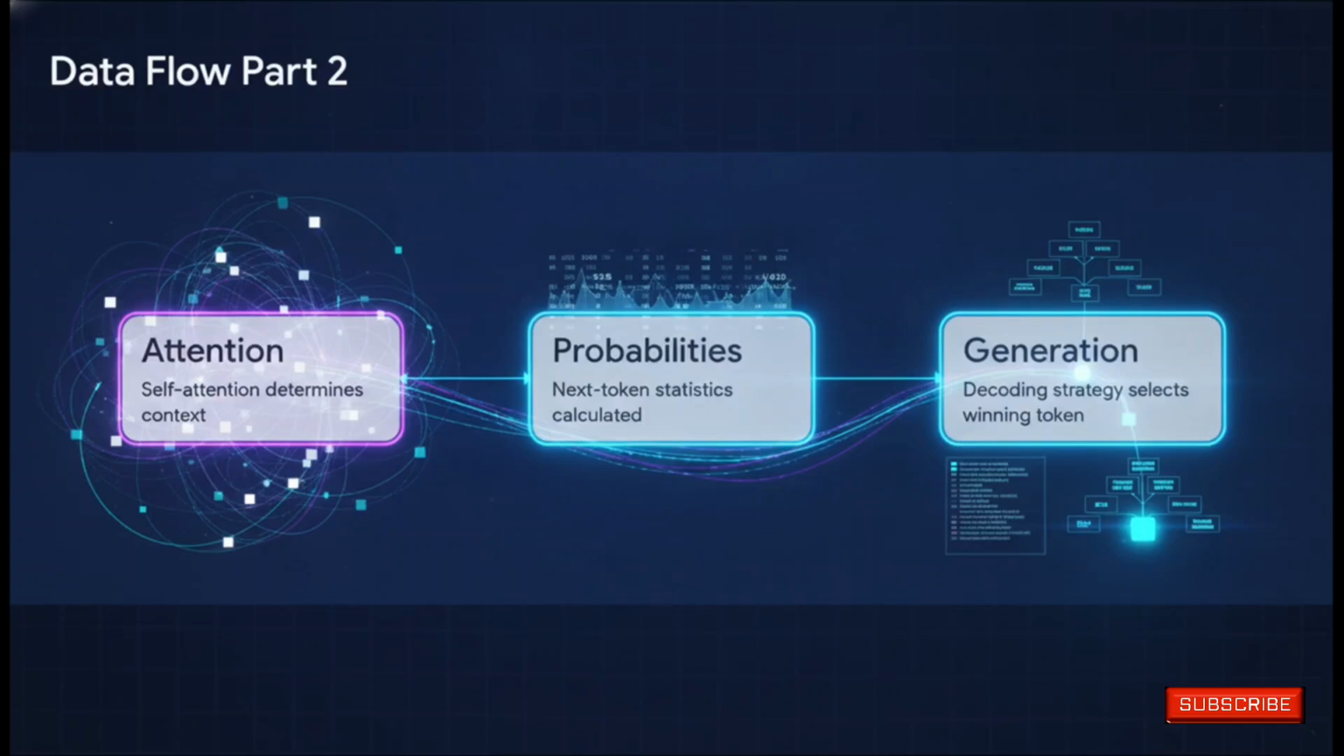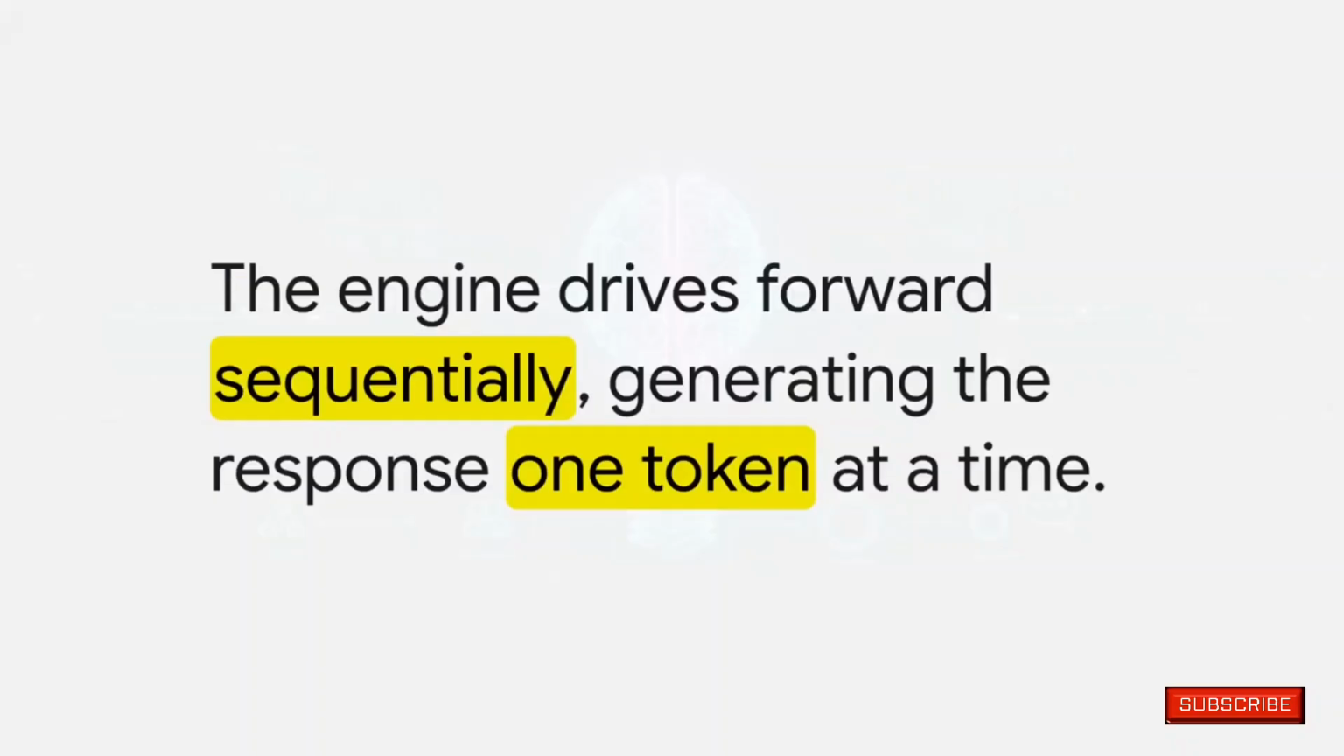Finally, using a specific decoding strategy, maybe that's greedy decoding, which just blindly picks the highest probability, or beam search, which looks a few steps ahead to be safe, it selects the winning token. I really want you to take this away. Despite the billions of parameters, the massive server farms, and all those incredible emergent abilities we see, like reasoning and coding, the core function of an LLM is remarkably simple. It's just a predictive engine driving forward sequentially. It is quite literally generating the response one single token at a time.